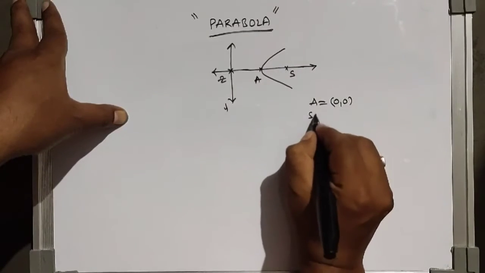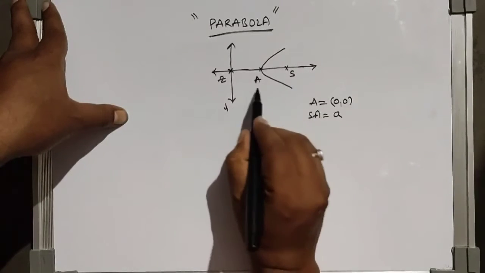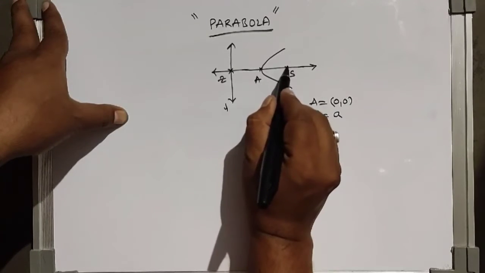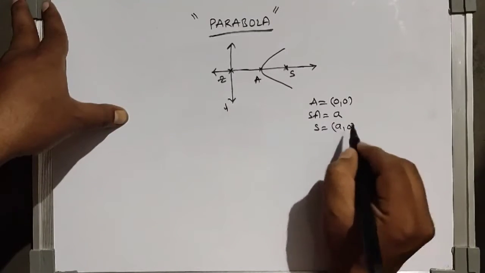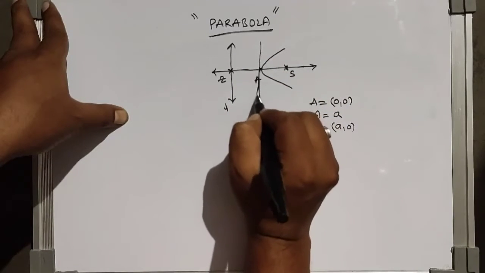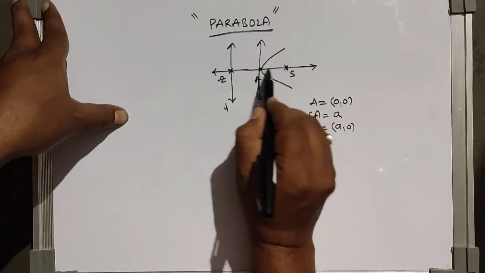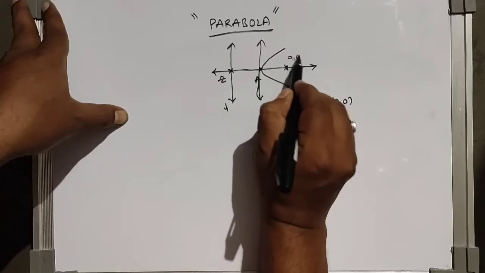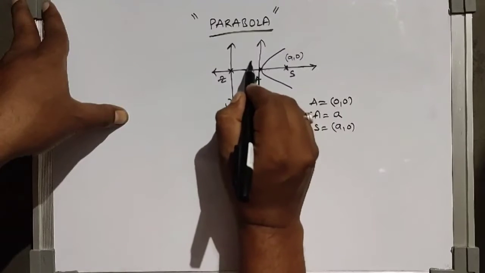and SA is equal to small a. So now when A is (0, 0) and SA is equal to small a, then the point S becomes (a, 0). Why? Because when it is the origin, this becomes the y-axis, and on the x-axis the value is increasing from 0 to a, 0, 1, 2, 3 up to a. So therefore it becomes (a, 0), with y coordinate 0 on this x-axis, and A is (0, 0), taken already.